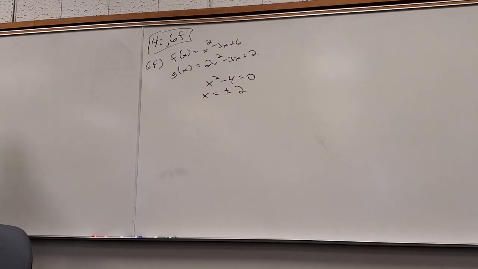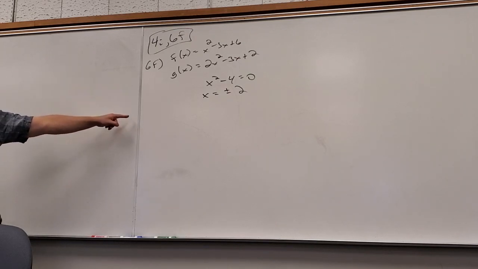So for example, part A says from 2 to 4. Will they cross within 2 to 4? No, they meet at 2. So you don't have to worry about setting up 2 intervals from 2 to 4 because there's nowhere that they cross in there. Does that make sense?